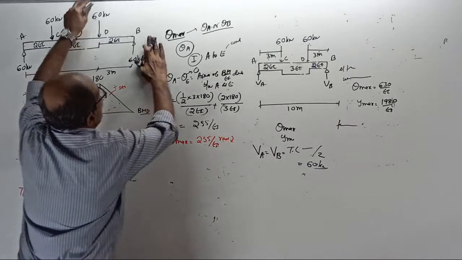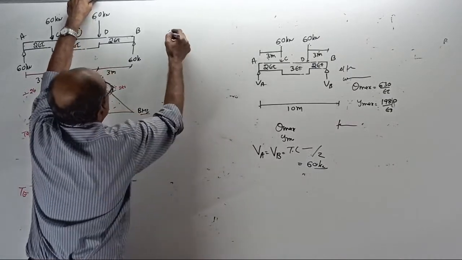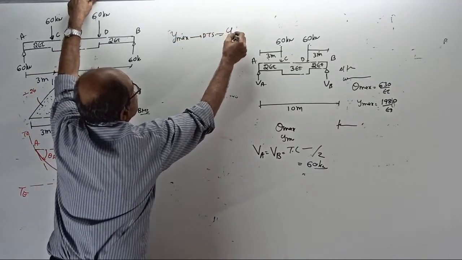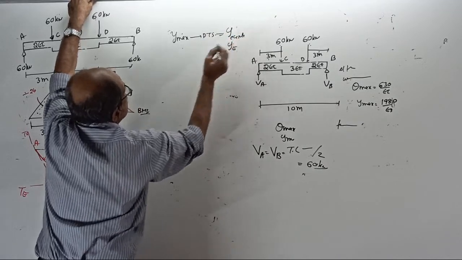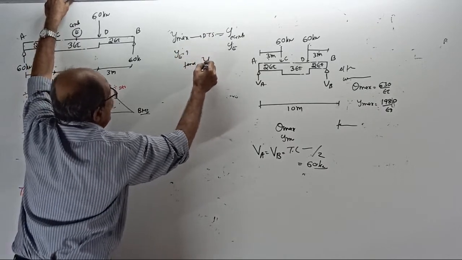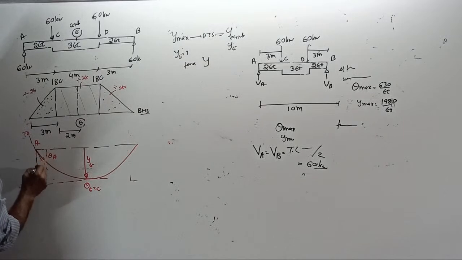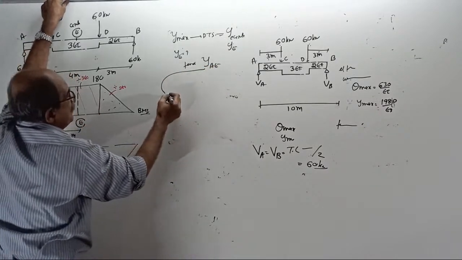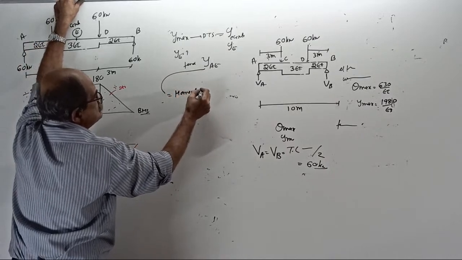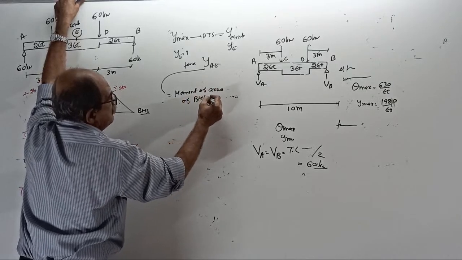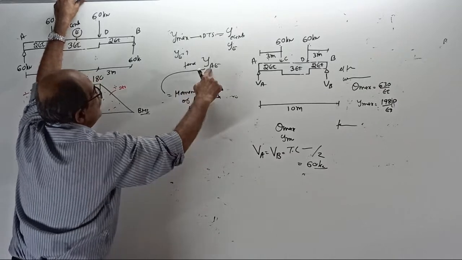Okay. Now, next I want Y maximum. Maximum deflection, due to symmetry, equals Y at center, that is YE. To get YE, find Y of A with respect to E. Y of A with respect to E equals moment of area of the BM by EI diagram between A and E.